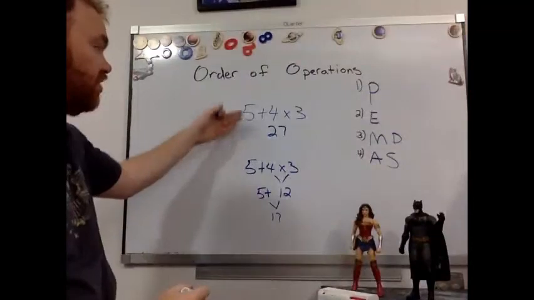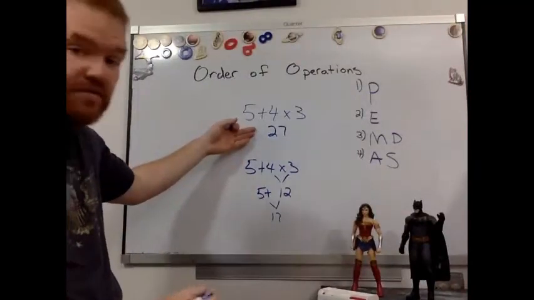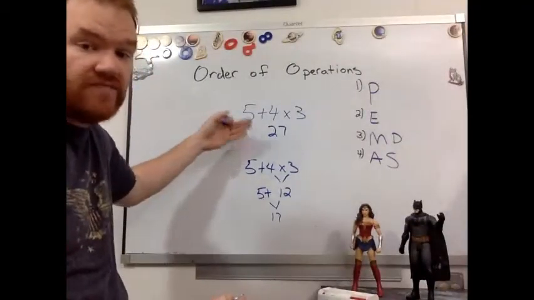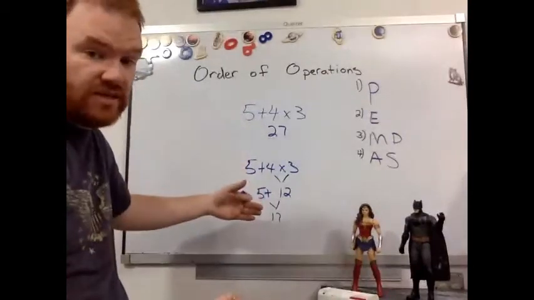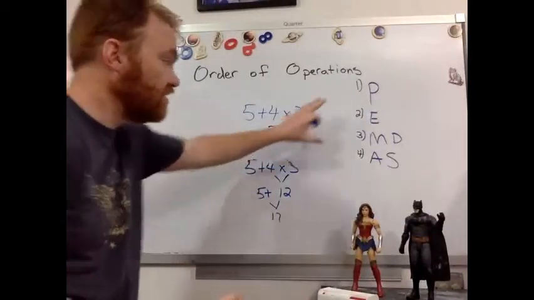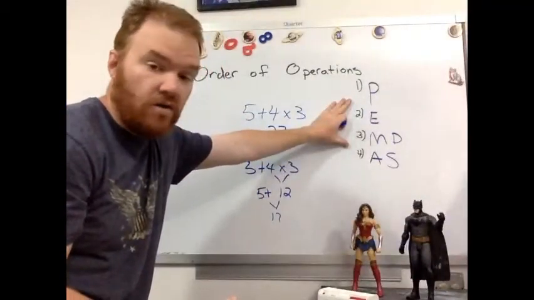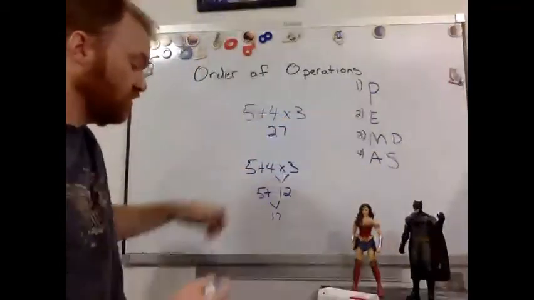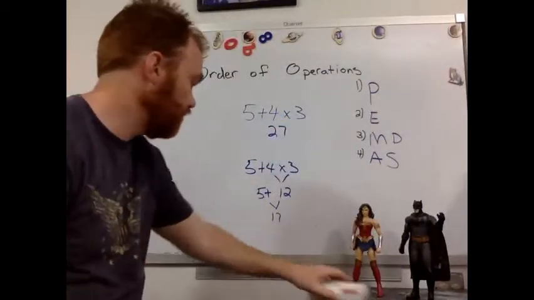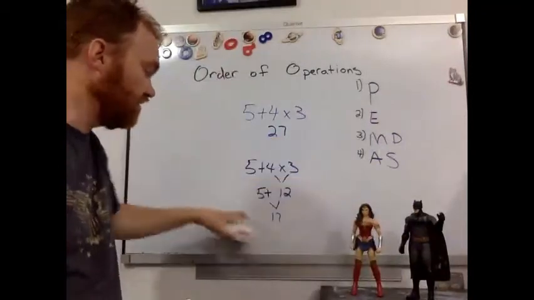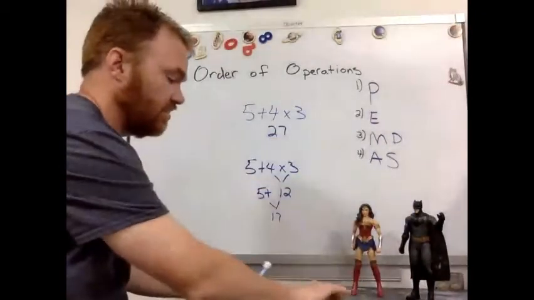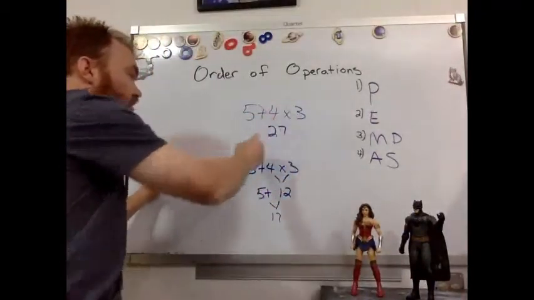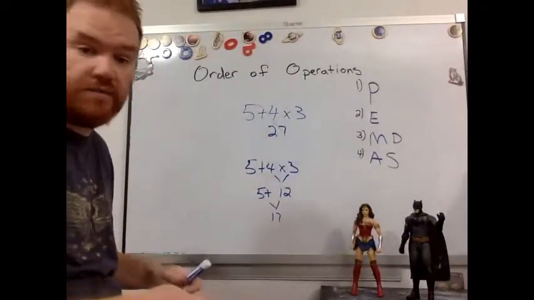I have the same expression, but now I have 2 different answers. And in math, we can't do that. We're not allowed to have 2 different answers for exactly the same thing. So we've established an order of operations to make sure we're always going to be getting the same answer. And for this one, 17 is the correct answer. This would be wrong.